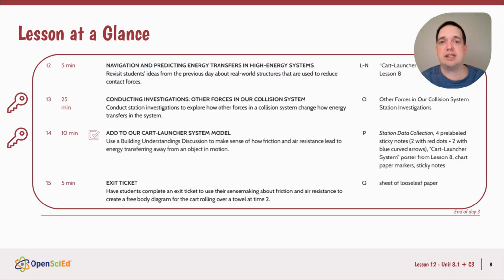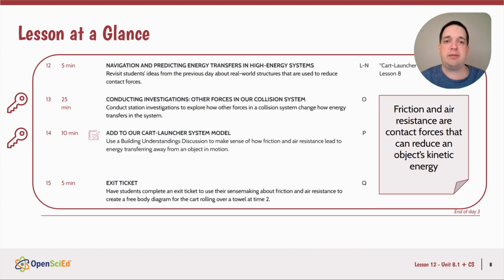And part 14, you discuss this and do some sense making together, and then there's a quick exit ticket for part 15. The main takeaway here is that friction and air resistance are both contact forces that can transfer kinetic energy away from moving objects.